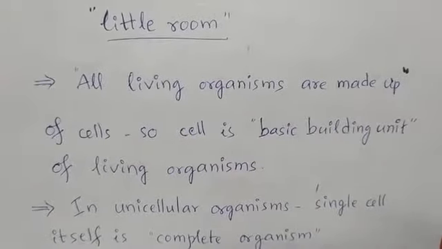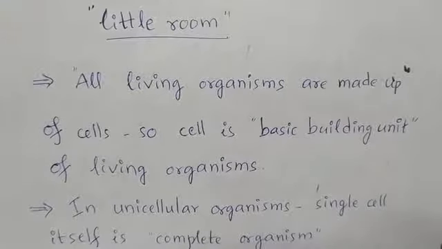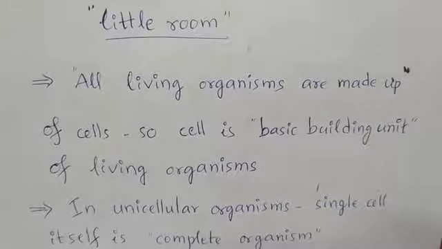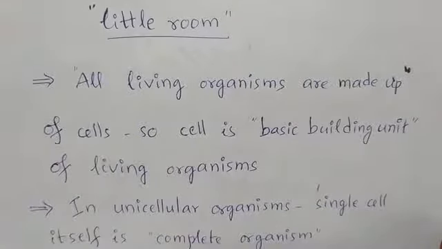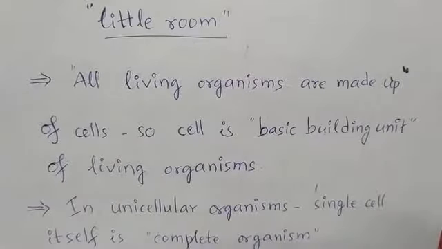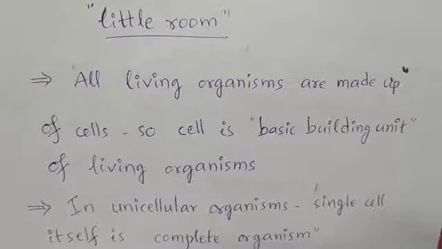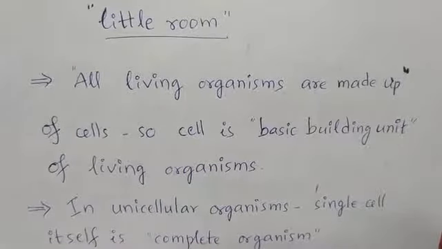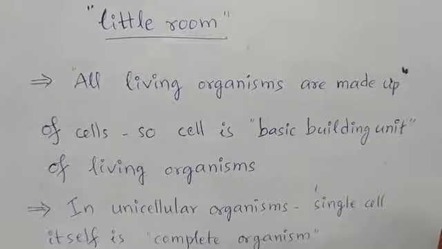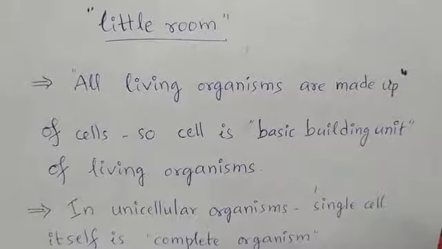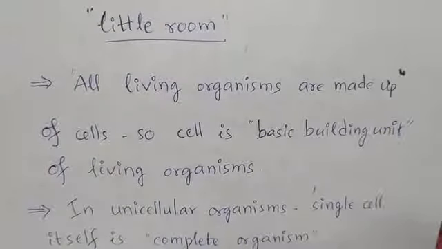Means there are some organisms in which a single cell alone is the complete body of the organism. Such organisms are known as what? Unicellular organisms. We will discuss them a little later. In unicellular organisms, a single cell itself is the complete organism. Example, all bacteria are prokaryotes, and unicellular eukaryotes like amoeba, paramecium, euglena, etc. All these are unicellular organisms in which the single cell itself is the complete organism.